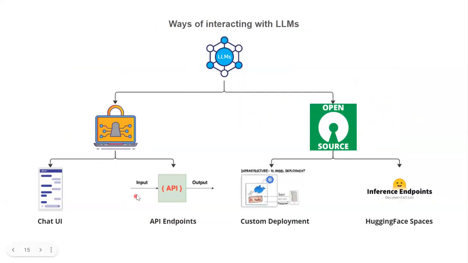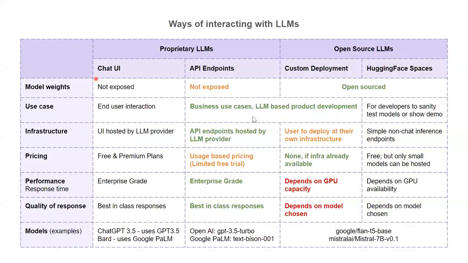So all we need to do is give an input text and invoke the API, and we get the generation out. Whereas in the case of open source LLMs, we need to do a custom deployment. So the model weights are available, so we need to have the infrastructure. We need to deploy the LLM, and then we need to make the inference. Now this table here summarizes everything about these 4 different methods.